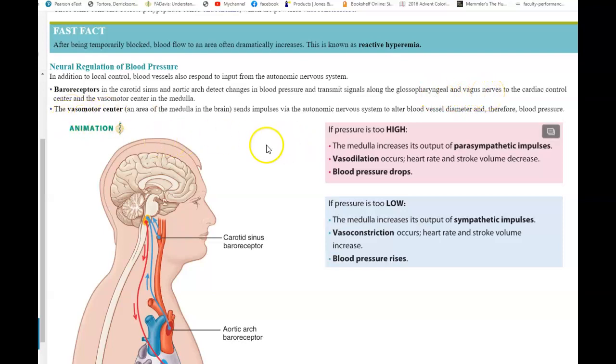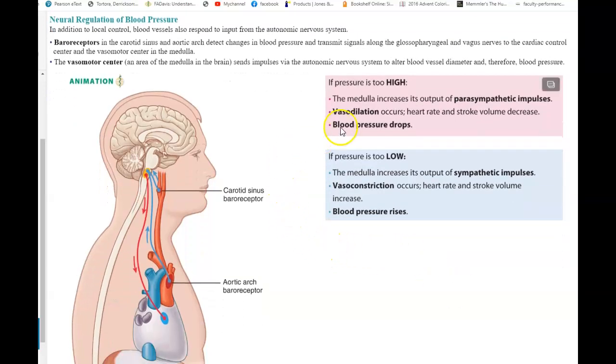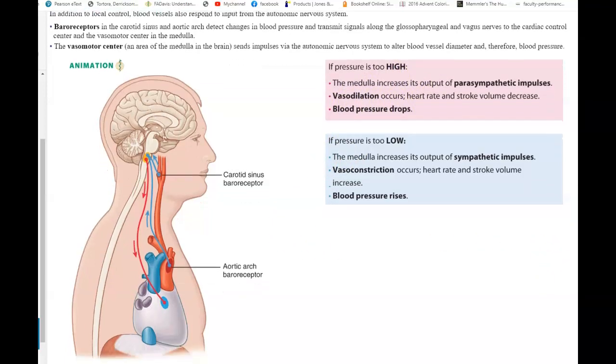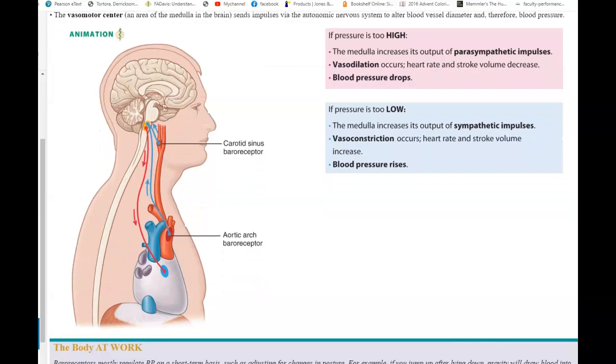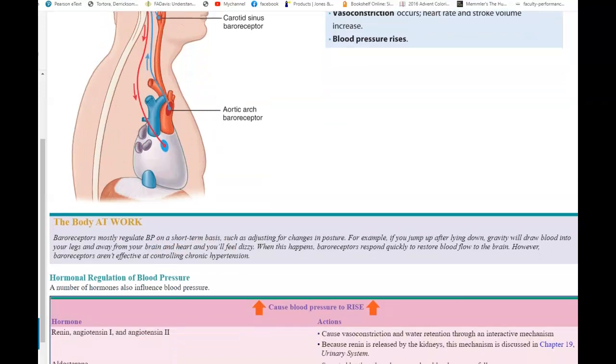You have a vasomotor center in the medulla oblongata. Your medulla oblongata will detect this pressure change, and usually if you're low, you vasoconstrict, making it higher, and your heart pumps faster, making it higher. If your blood pressure is too high, you will vasodilate and your heart rate and stroke volume decrease. And that is okay.